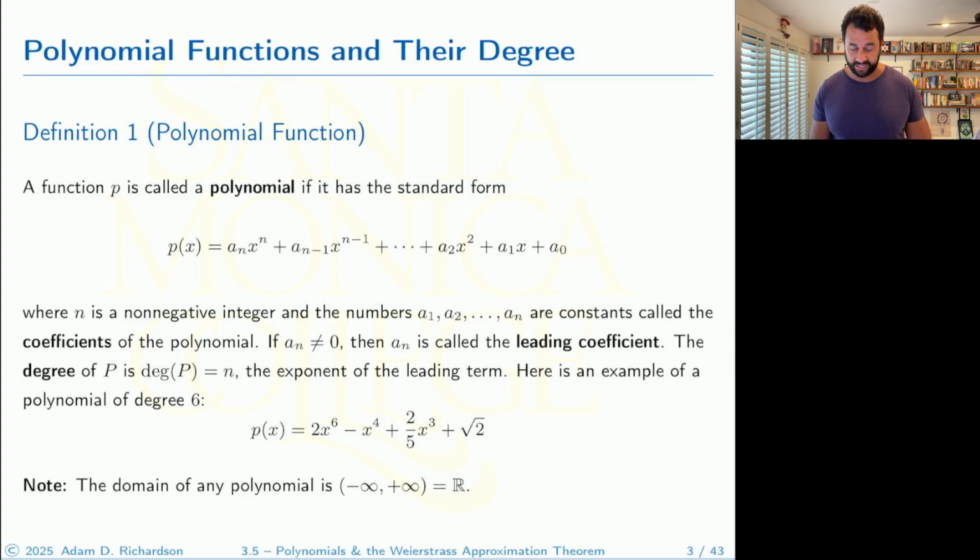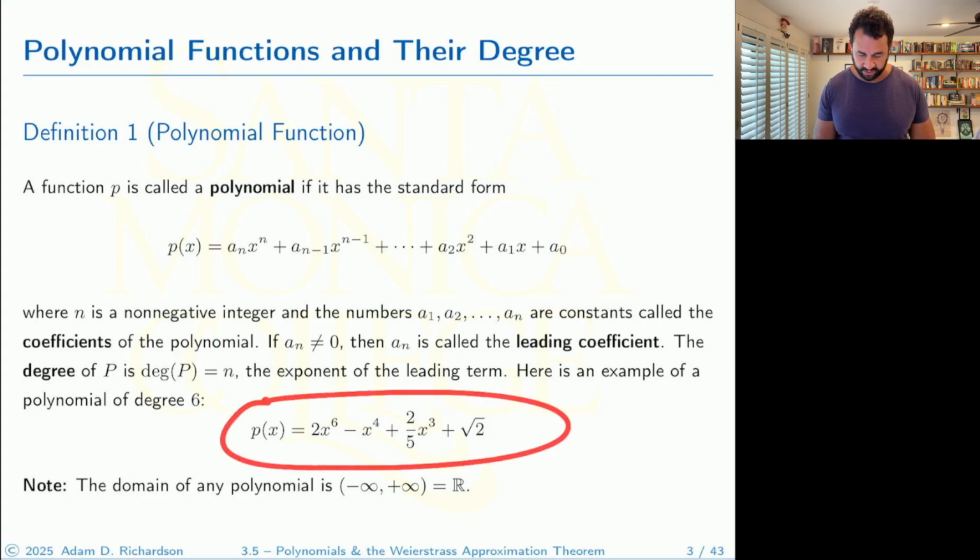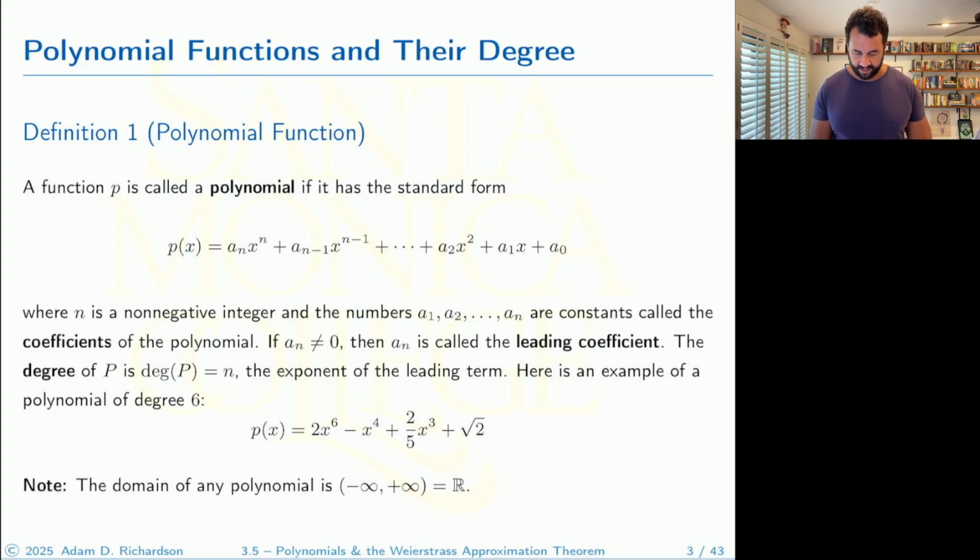the exponent of the leading term. This is also what we call the leading term, just like this is the leading coefficient. So here's an example of a polynomial of degree 6. And we're just going to look at it piece by piece. So the reason it's degree 6 is because the highest power present is a 6. So it's a degree 6 polynomial.